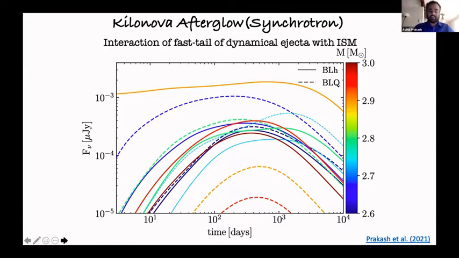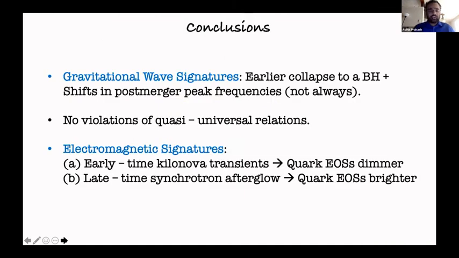So with this, I will stop my talk and just conclude so that people can have some take-away messages. There are two kinds of signatures which I talked about. The very first one being gravitational wave signatures. And the gravitational wave signature was that the quarks cause an earlier collapse of the remnant to a black hole. And these shifts in post-merger peak frequencies are there, but not always observed.